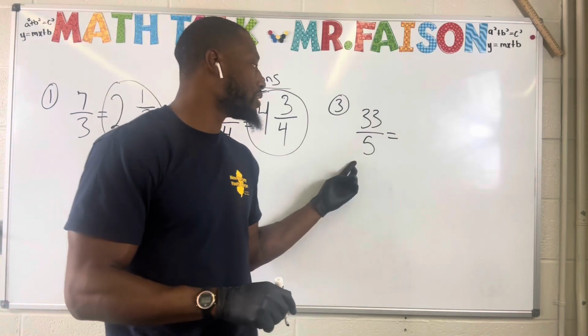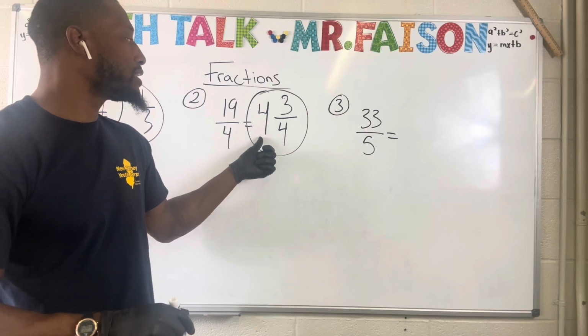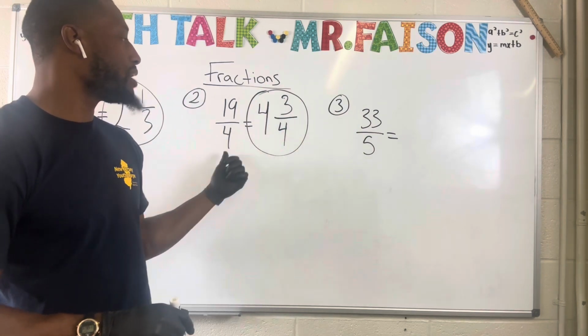And remember, I said we could check it by doing the process we did before. 4 times 4 is 16, plus 3 is 19. And we keep our denominator the same.